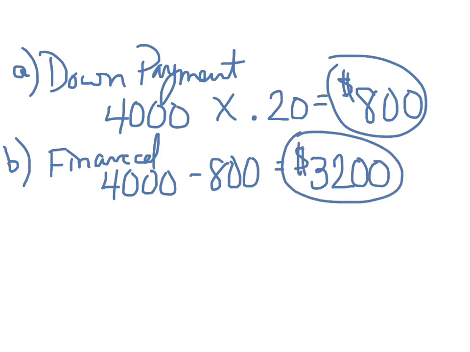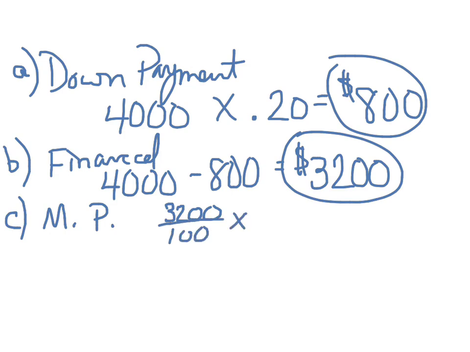Now, that part of the problem, just so that you guys know, is exactly what you did on Tuesday. Now, for part C, here's where they want you to find the monthly payment. I'm going to abbreviate that as MP. The way that you figure out the monthly payment again is you take the amount financed, $3,200, divided by 100, and then you times it by a number in the chart. Remember the number in the chart is on page A13.